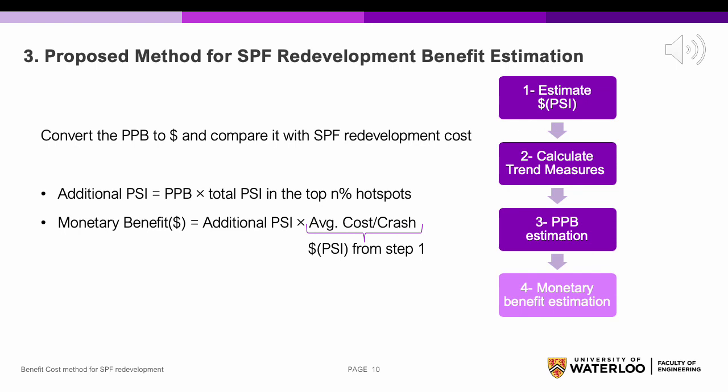Finally, we can convert the PPB to added PSI and then dollar value using the following equations. Added PSI is calculated by multiplying the estimated PPB by an estimate of total PSI in the top N% hotspots. We showed that the total PSI in the top hotspots is relatively constant through years, so we can use the PSI values from previous network screening results. Benefit is then calculated by multiplying the $PSI that was estimated in step 1 by the added PSI from the previous equation.